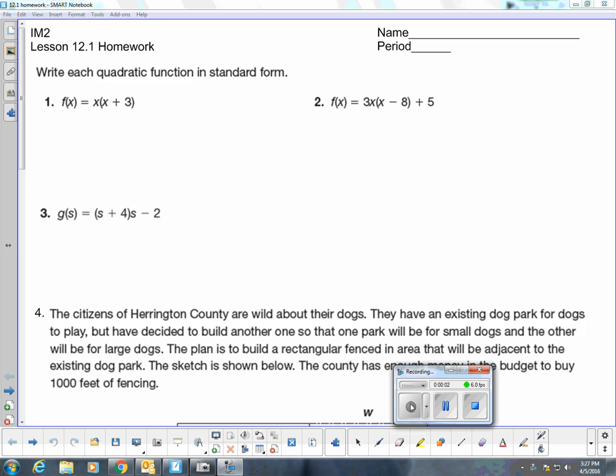Chapter 12, Lesson 1. In this assignment, in problems number 1, 2, and 3, we're being asked to write the quadratic function in standard form. So let's take a look at number 2.